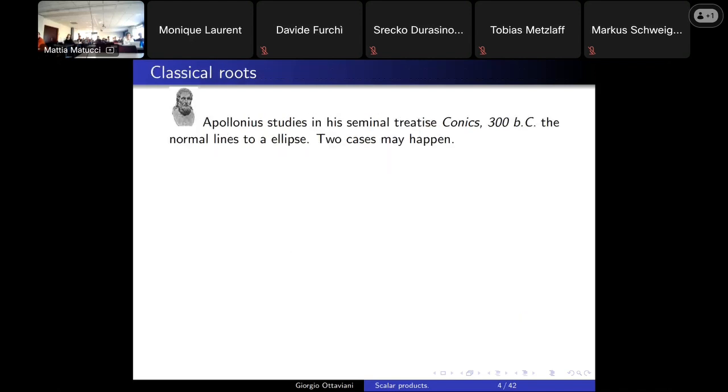Okay. So this study is very classical. You know, there is a work by Apollonius in the Hellenistic period of Greece. There are, I think, maybe 9 books about conics. And already there, it's quite interesting. He posed the problem to study the normal lines to an ellipse, so exactly the critical points of the distance. And he finds these cases. For example, here you have an ellipse. You have 2 normal lines.